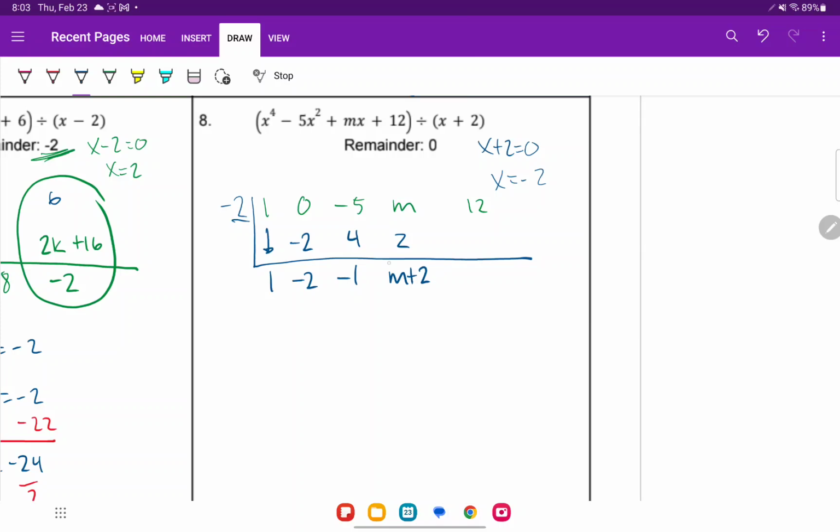Then we multiply. -2 times this expression, so -2 times m is -2m. -2 times 2 is -4. And we don't have to figure out a remainder. We know right here that it is 0. So now we're going to set up our equation. So we have 12 minus 2m minus 4 is equal to the remainder of 0. Here we can combine 12 and -4, which gives us 8.